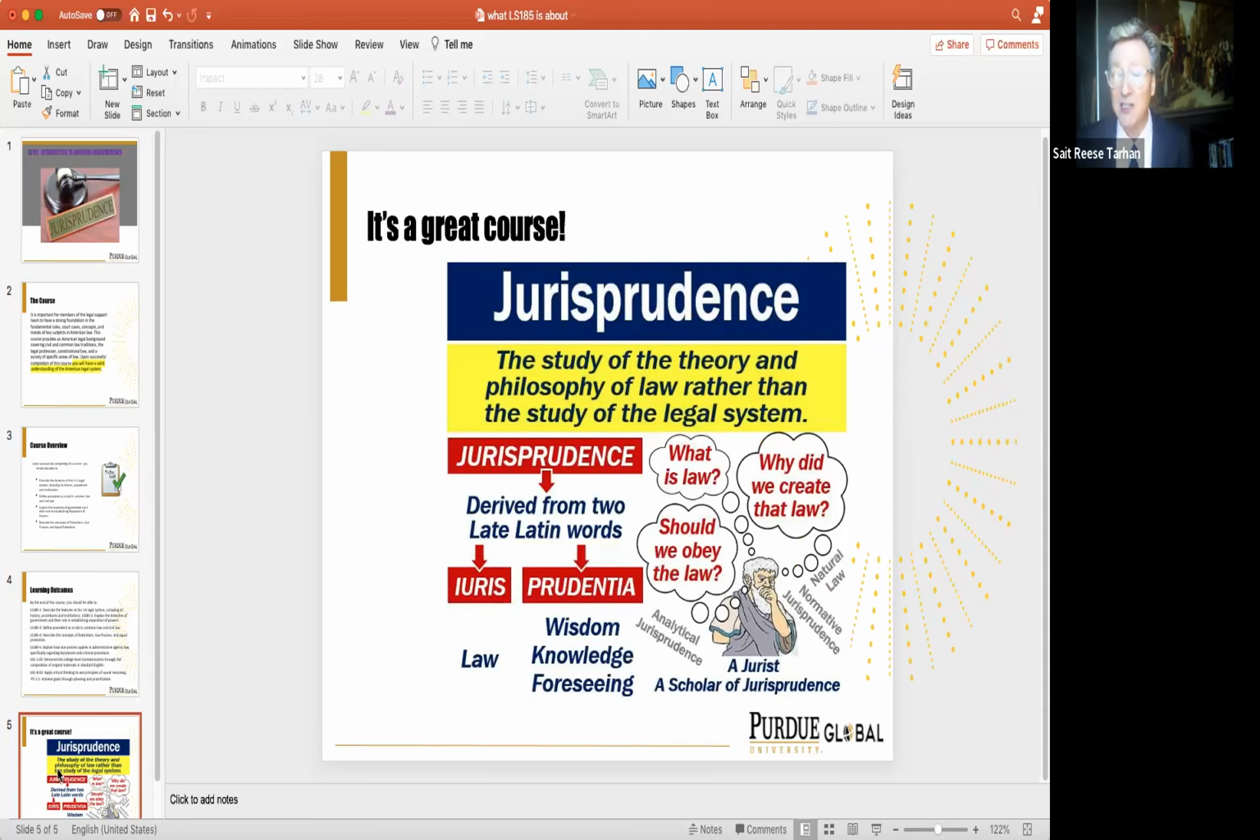And here is the study of the theory and philosophy of law rather than the study of the legal system per se, okay? Jurisprudence is derived from two Latin words, juris meaning law, and prudentia meaning wisdom, knowledge, or foreseeing. And so we will answer these questions throughout the term. What is law? Why did we create that law? This goes back to the evolution of law throughout American history, and even prior. Should we obey the law? We'll talk a bit about civil disobedience and what are bad laws, and how morals and ethics and laws intertwine and overlap and sometimes don't run parallel.